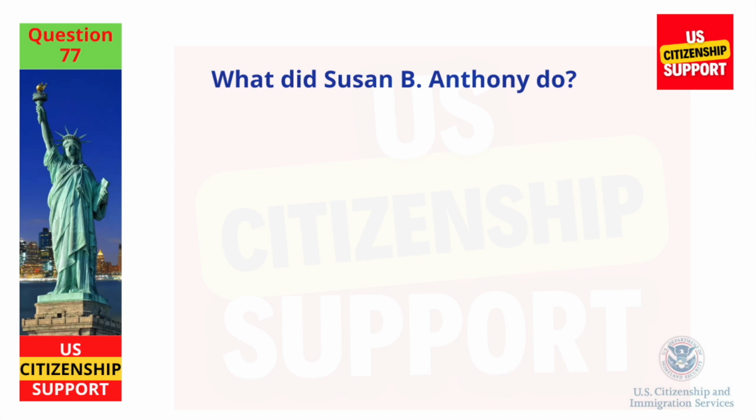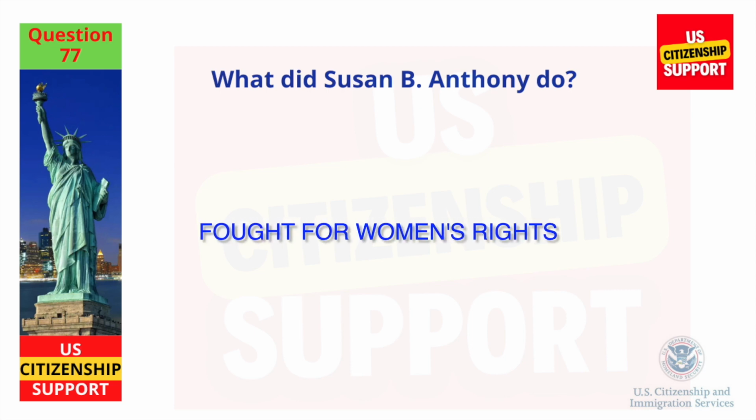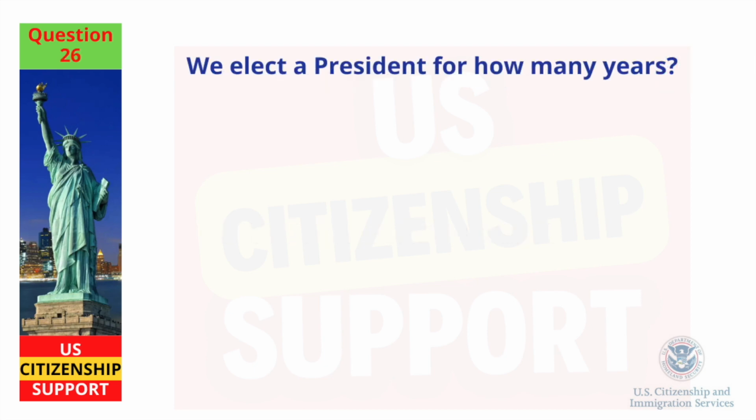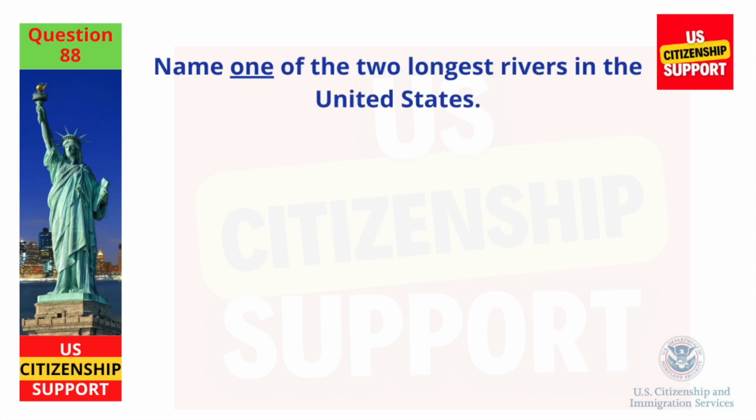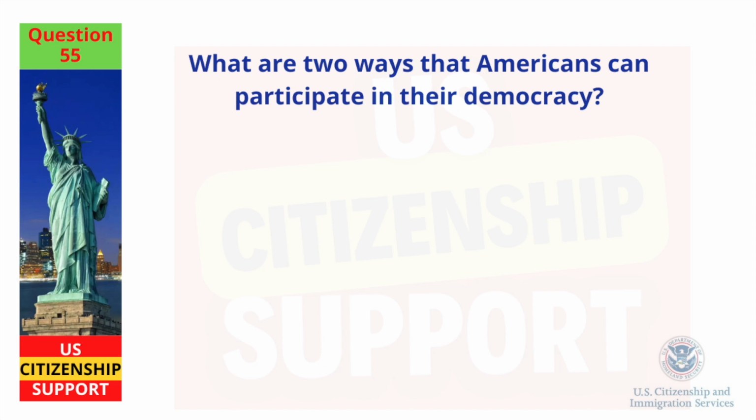What did Susan B. Anthony do? Fought for women's rights. We elect a president for how many years? 4. Name one of the two longest rivers in the United States. Missouri River. What are two ways that Americans can participate in their democracy? Vote. Join a political party.